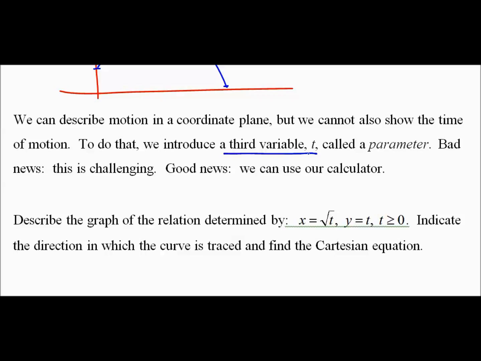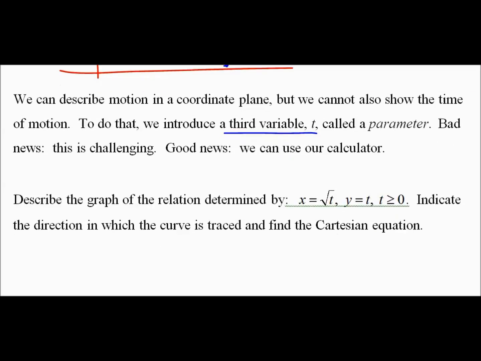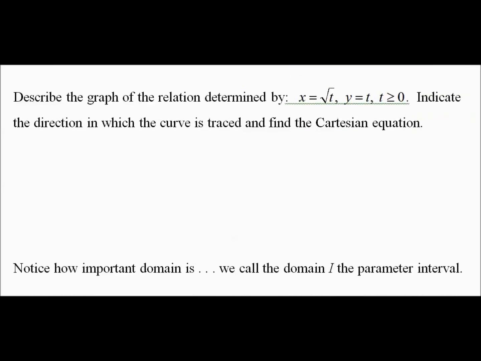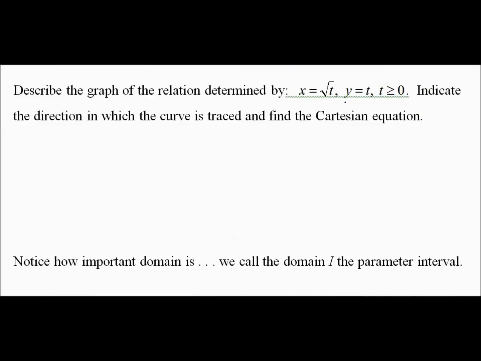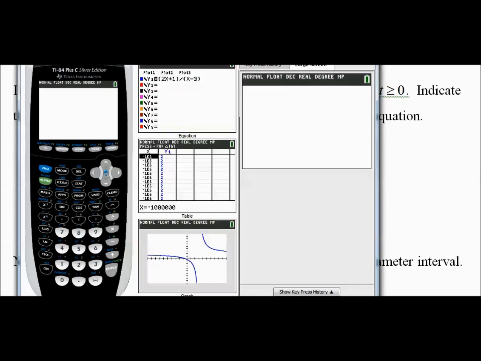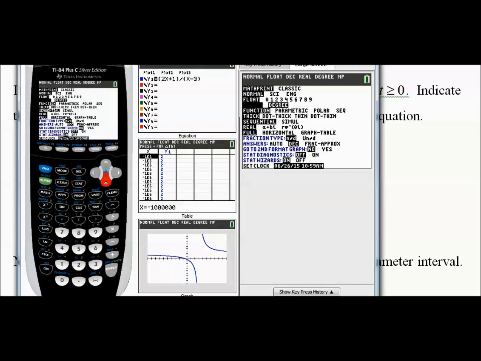This is challenging stuff. It takes some getting used to. It's kind of like learning a new language. However, we can use our calculator to do a lot of this. So I will show you how to do that once, and then we'll go from there. So here's the equations. X equals radical t, y equals t, and t is greater than 0. So we go and hit mode. We'll go down to function and go over 1 to parametric.